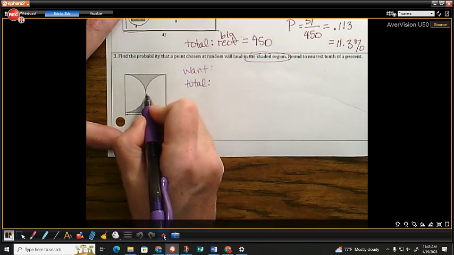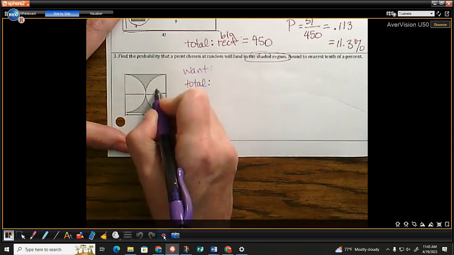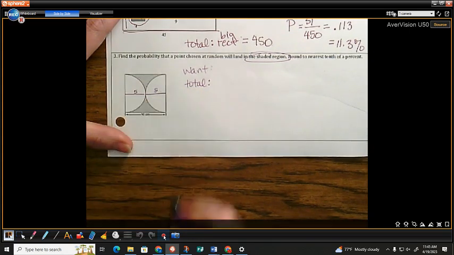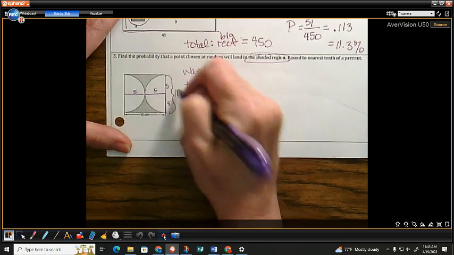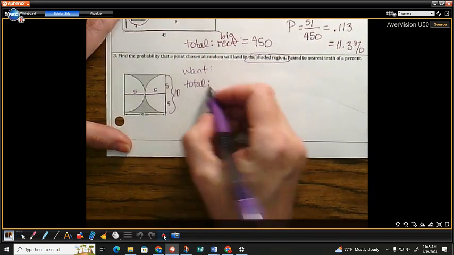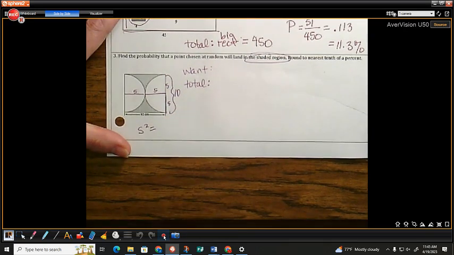Well, see how this is a semicircle and this is a semicircle? So if this is 10, that would be 5 and 5, right? But then this radius is 5 and this is 5, so the whole thing is 10. So my total area is just this square. So what's its area then? 100. It's 100.